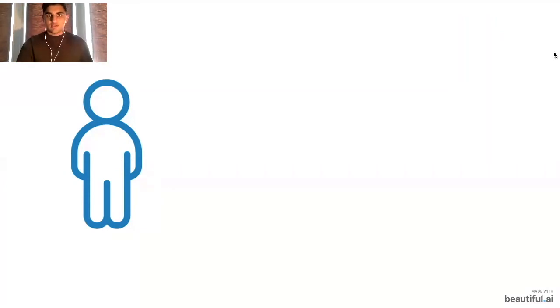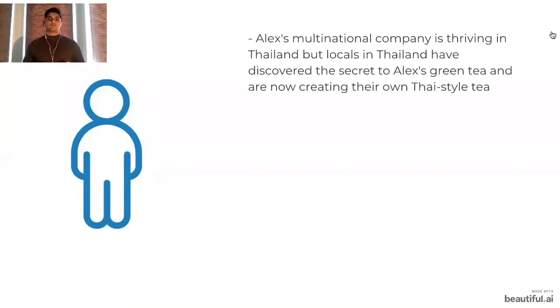in becoming a rags to riches story. So Alex's multinational company, remember, it's invested in Thailand now, it's moved its operation. So Alex's multinational company is thriving in Thailand. But the locals in Thailand have now discovered the secret to Alex's green tea, the magic potion that makes it so addictive that it's swept around Thailand. And they're now creating their own Thai style green tea. Basically, Alex's recipe, except with a Thai twist.